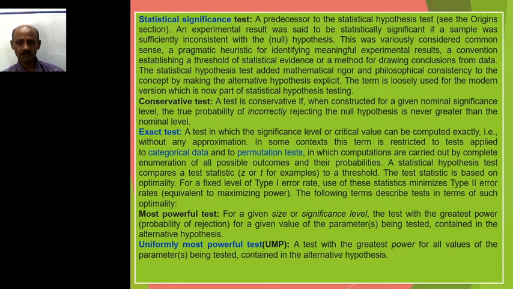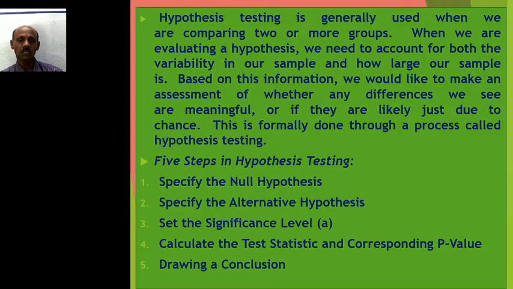For a given size of significance level, the test with the greatest power, that is probability of rejection, for a given value of the parameters being tested contained in the alternative hypothesis. Uniformly most powerful test, UMP: a test with the greatest power for all values of the parameters being tested contained in an alternative hypothesis. Now, hypothesis testing is generally used when we are comparing two or more groups.